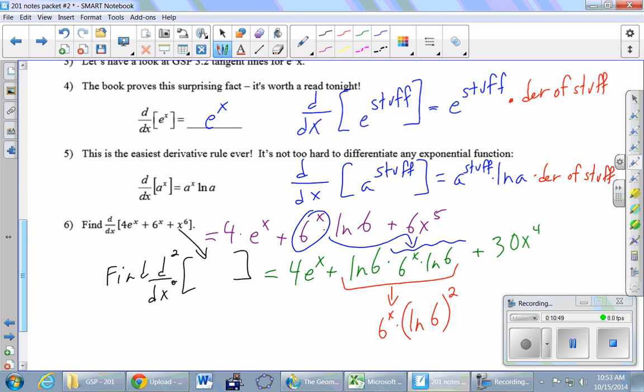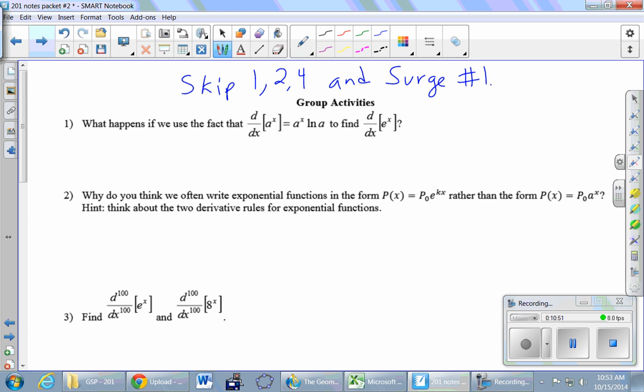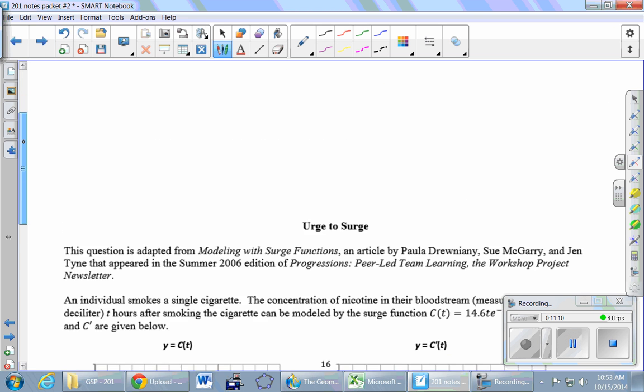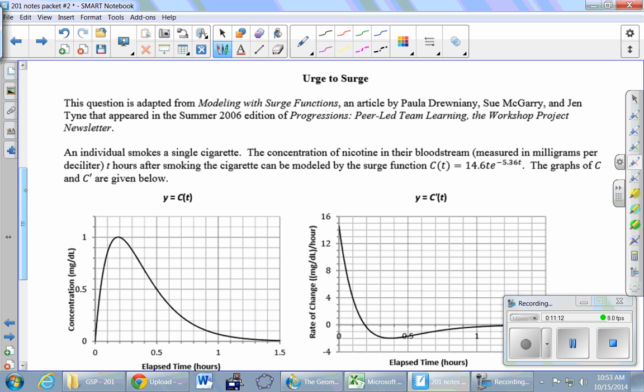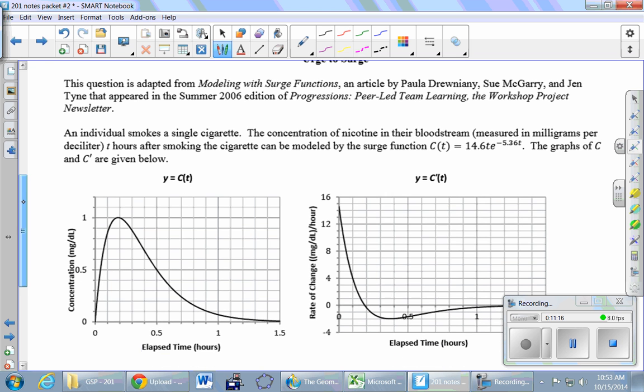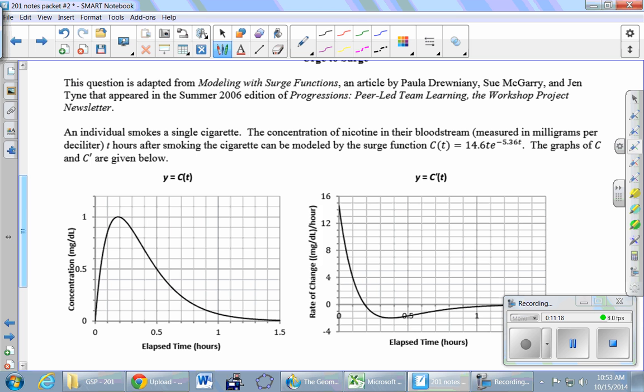Okay, so the activities start on the next page, but the activities are kind of in two parts, and I want to get you through the first part rather quickly. So I'm going to ask you to skip numbers 1, 2, and 4. So the very first two problems on this page you're going to skip, as well as number 4, because my goal is to get you to this thing called the surge function. So on the very next page, can you guys go to the next page where it has this surge business in the middle?